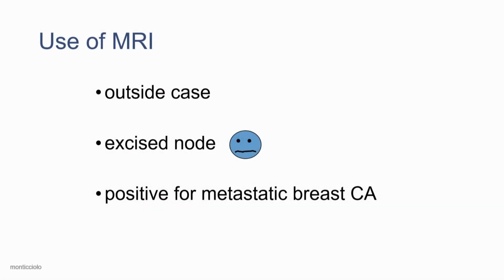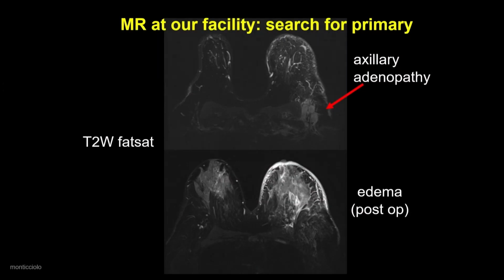That's not ideal. In our practice, we would just put a needle in it and make a diagnosis that way, but they didn't have that available. So they excised the node and found it to be positive for metastatic breast cancer, and that's how she came to us for MR.